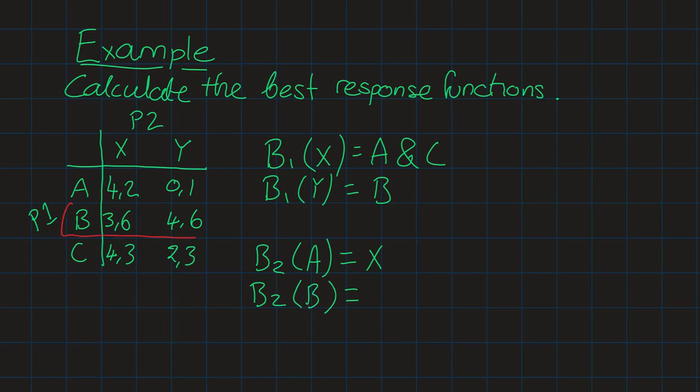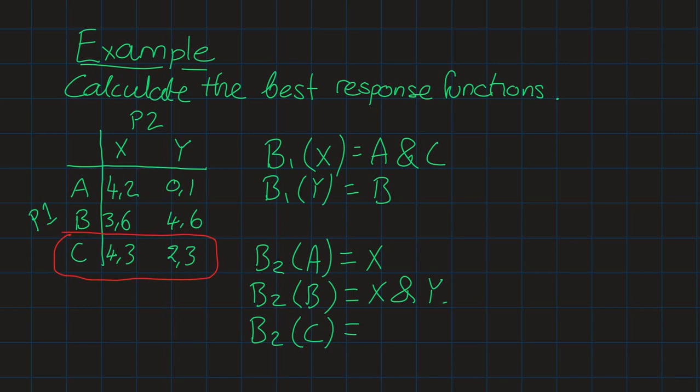If player 1 chooses B, we restrict to this row. If player 2 chooses X, they get 6 points. If they choose Y, they get 6 points. So they get 6 points either way. It doesn't matter what they choose. They're both best, so we include both of them. Like that. And finally, the best response for player 2, if player 1 chooses C, we restrict to the bottom row.